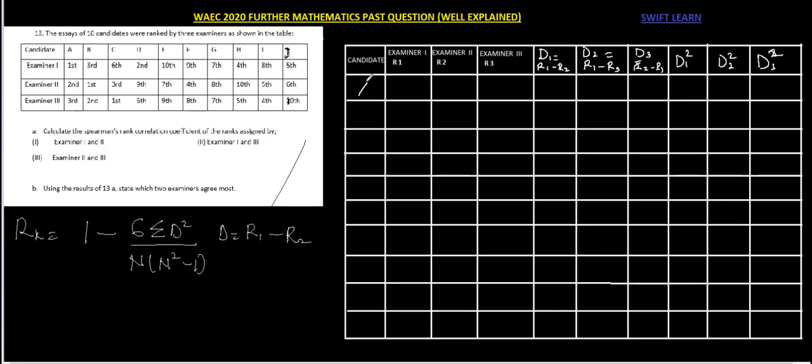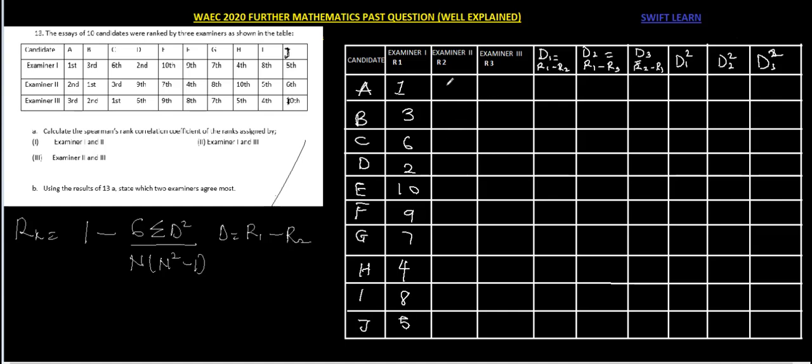So we have candidates A, B, C, D, E, F, G, H, I and J. According to examiner 1, he gave A the first position. Instead of writing just the number alone, we write first. He gave B third, C sixth, then second, 10th, 9th, 7th, 4th, 8th and 5th.